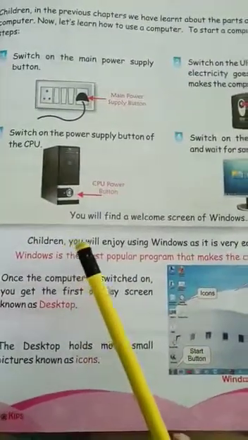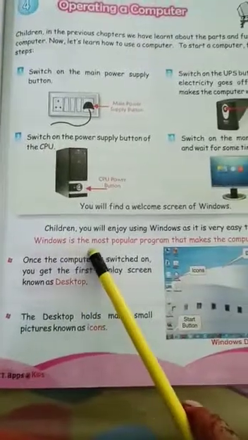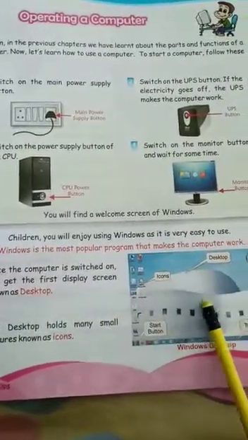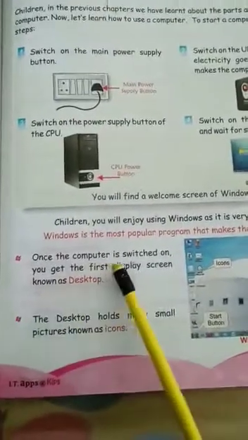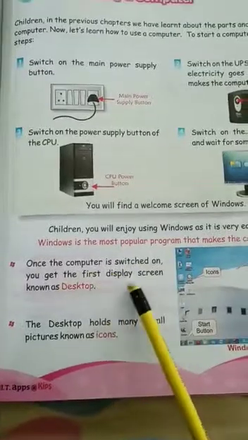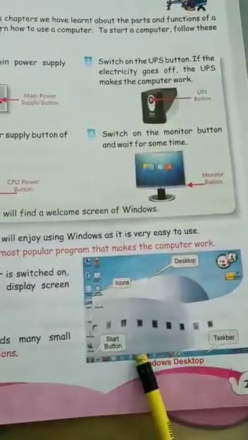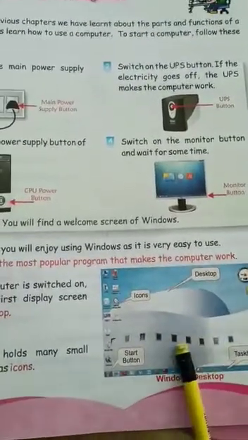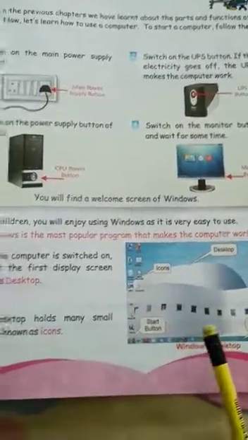Let us see. Children, you will enjoy using Windows as it is very easy to use. Windows is the most popular program that makes a computer work. Once the computer is switched on, you get the first display screen known as the desktop. Nothing but this first screen of a computer is called the desktop. What is it called? The first screen of a computer is called the desktop.